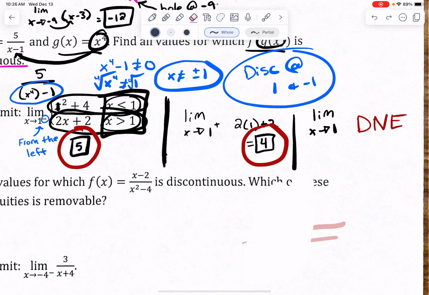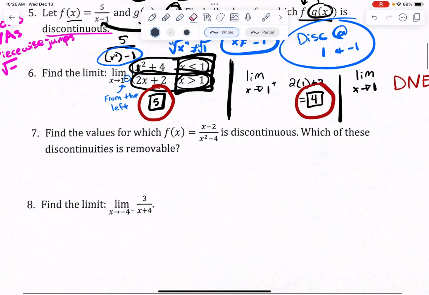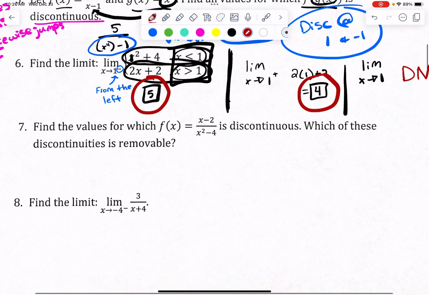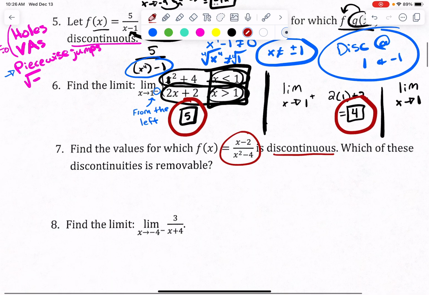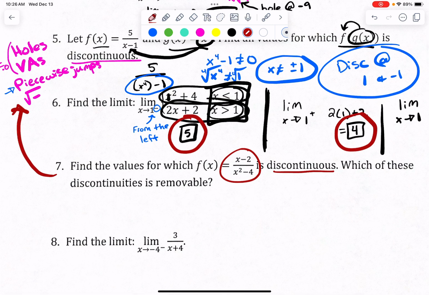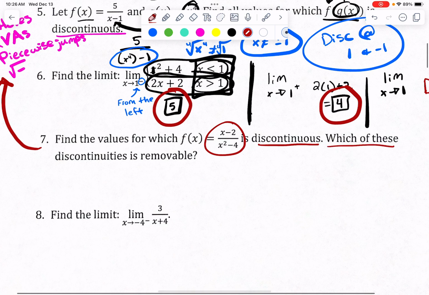Okay, all right, so hopefully that made sense. All right, number 7, find the values where this function is discontinuous. So again, that's like where are their holes, where are their VAs, this type of thing. So I'm going to put a little arrow to that so I don't have to write that down again. Holes, VAs, piecewise functions.